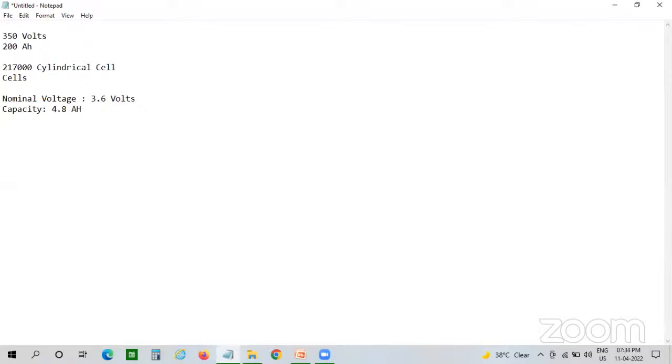Now there is a basic principle. When you are adding cells in series, the voltage will rise up. You know all of this. And when we are adding the cells in parallel, the capacity will add up.